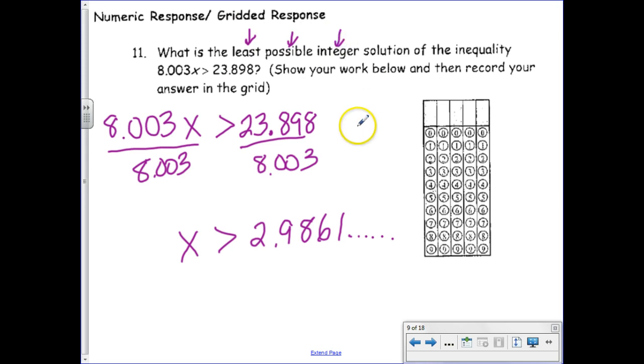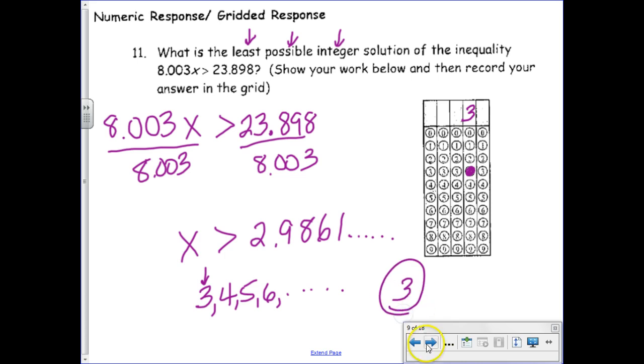What is the least possible integer? That means no decimals. What integers solve this? Well, 2 doesn't work, but 3 does, 4, 5, 6, and so on. Okay? All of these are integers. There's no decimal or fraction part. They want the smallest one, the least one, the first one, and that is 3. So it doesn't matter where you put the 3, but you have to make sure that you bubble it. Okay? Your answer is 3. Phew. And that's all you got to do.